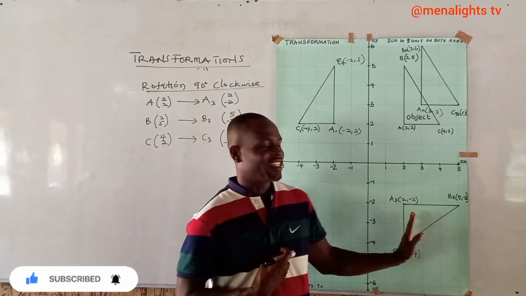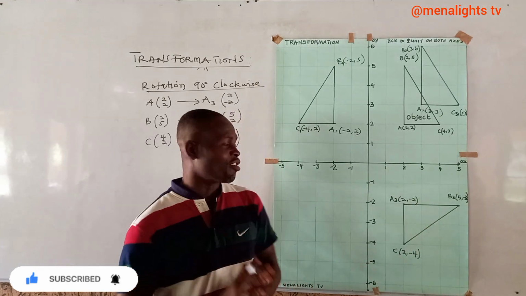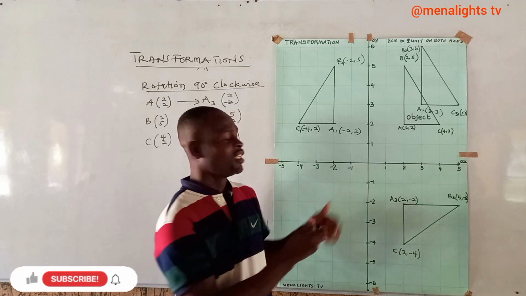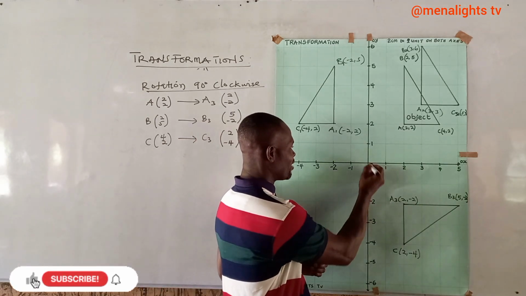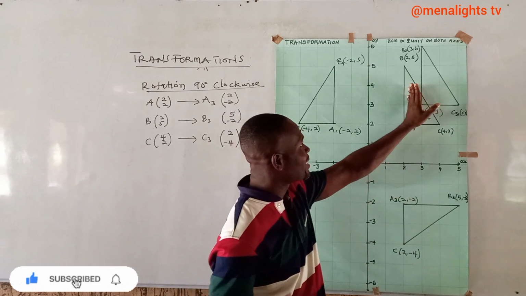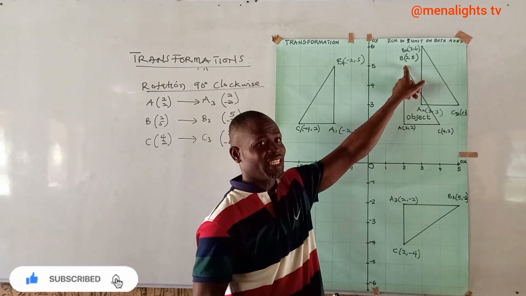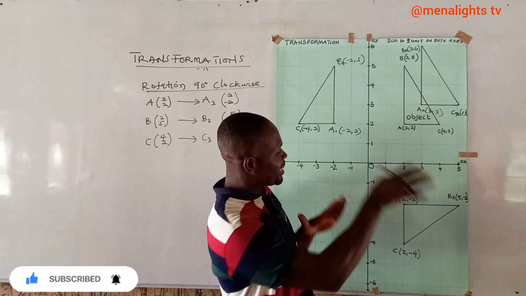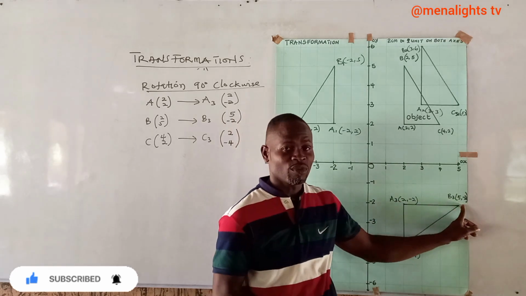This is the rotation of 90 degrees clockwise about the origin (0, 0). So we have the origin here, which is 0. As you can see, since the object is here, look at the position of B. B is at the top. Now that you rotate it, it has gone to this position.